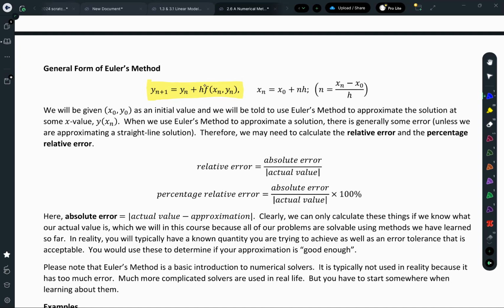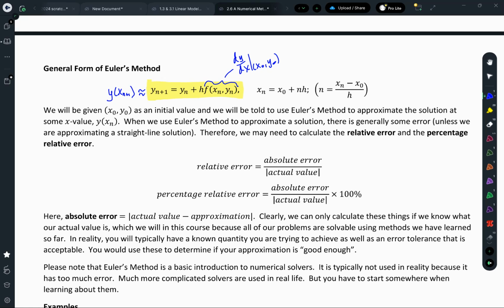And remember that f of x sub n, y sub n, this is just your dy dx evaluated at x naught, y naught. Okay? The other thing I want to point out is that y sub n plus 1 is actually approximately y of x sub n plus 1. Now, in order to find your x sub n values, you start at x naught and then you add repeatedly multiples of this h value.